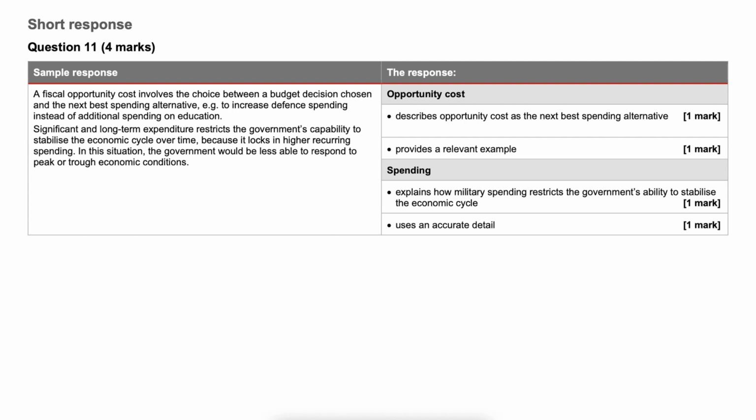So with this question here, we see that it was allocated 4 marks: describes opportunity cost as the next best spending alternative, provides a relevant example, very open in terms of what you could offer there, explains how military spending restricts the government's ability to stabilise the economic cycle, and you can read about that in the second paragraph of their sample response there, and uses some accurate detail. And with accurate detail, I think one way to do it is always to refer back to your theory.